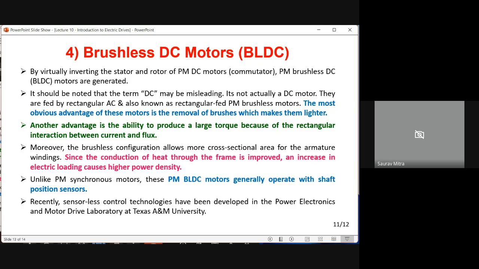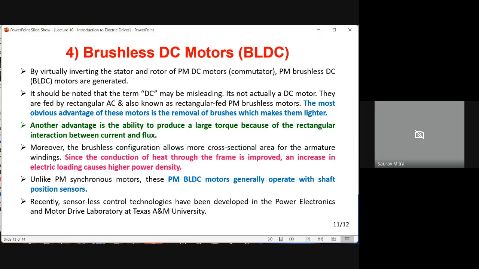It should be noted that the term DC may be misleading. It is not actually a DC motor. They are fed by a rectangular AC. When we study the chopper, we will find how to produce pulsed DC. So from pure DC, it is generating a pulsed DC, but we cannot call it AC because it is not AC. It is called a pulsed DC. That's why somebody says we cannot call the brushless DC motor a DC motor, because the supply is rectangular AC or rectangular pulses.